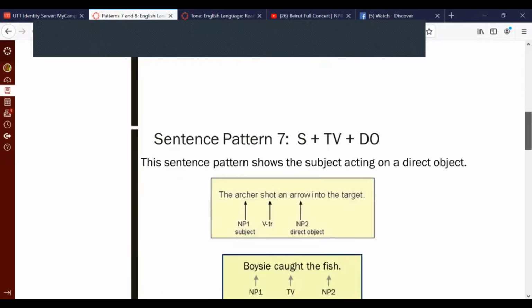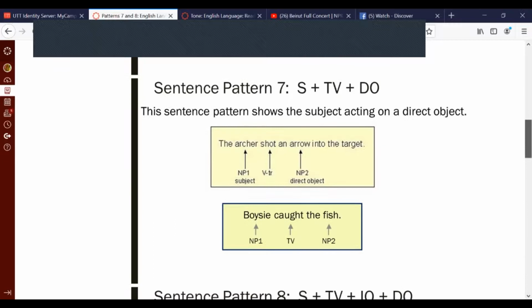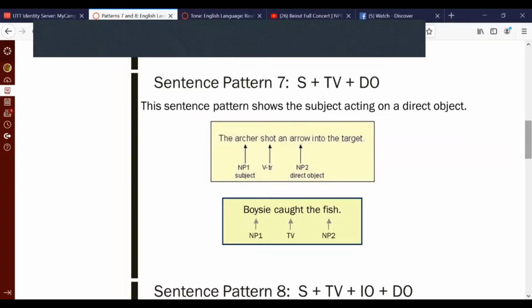The transitive verb, on the other hand, needs an object. It needs a direct object. So these are verbs that are actions, what we commonly think of verbs as. They're actions that we are doing in the sentence, or the subject is doing, right? So the archer shot an arrow. Shot is an action. Arrow is the direct object.